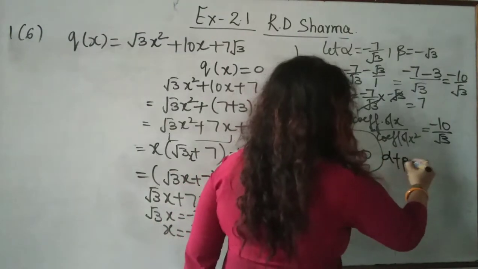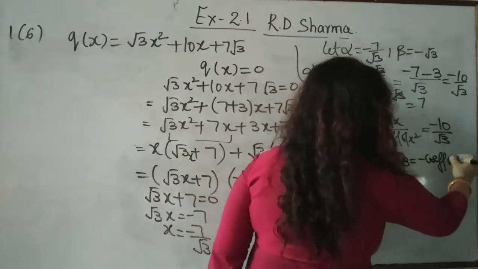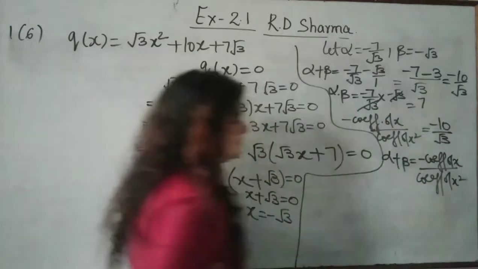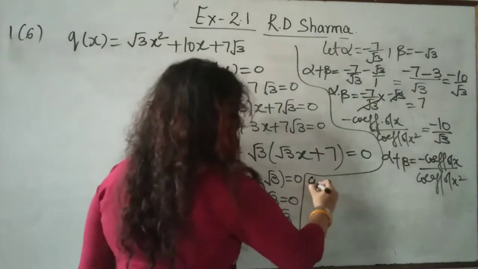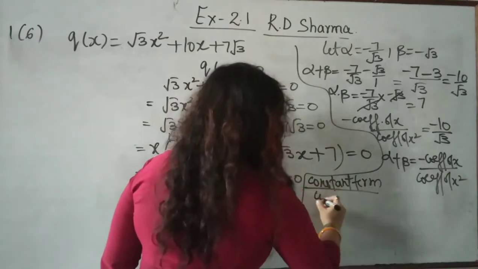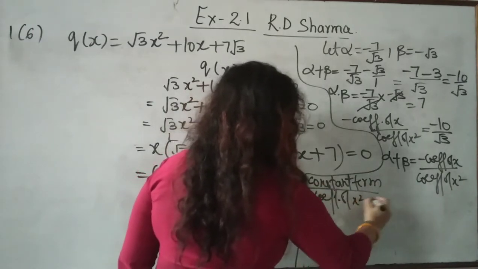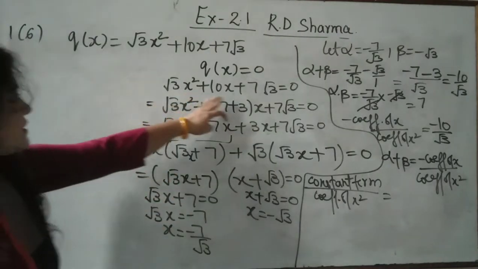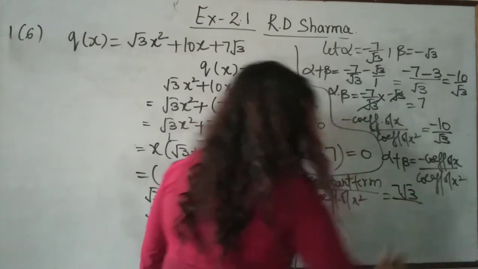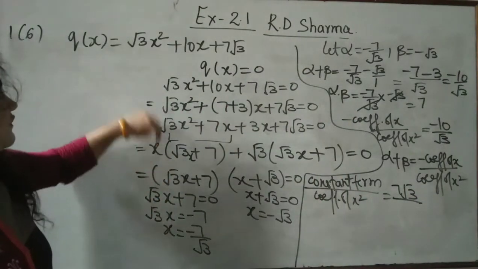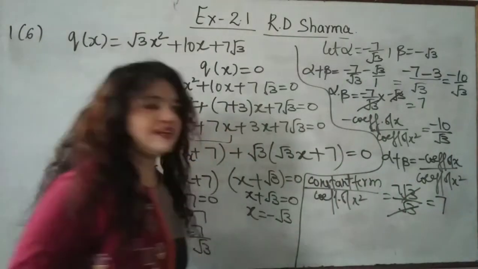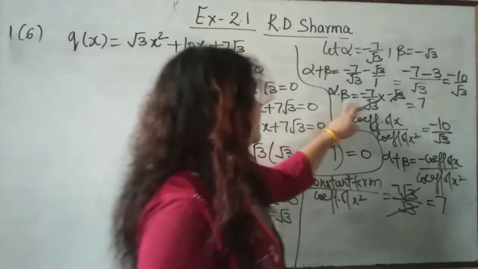रिलेशनशिप वेरीफाई हुआ, अल्फा प्लस बीटा इज इक्वल टू माइनस कोएफिशिएंट ऑफ x अपॉन कोएफिशिएंट ऑफ x स्क्वायर. दैट्स क्लियर. अब कांस्टेंट टर्म की फॉर्म में चेक करो. Constant term upon coefficient of x square. So what is the constant term? Check out. The constant term is 7 root 3. Okay, 7 root 3 upon coefficient of x square. What is the coefficient of x square? That is root 3. So root 3 cancelled out. We are left with 7 and alpha into beta, that is already 7.